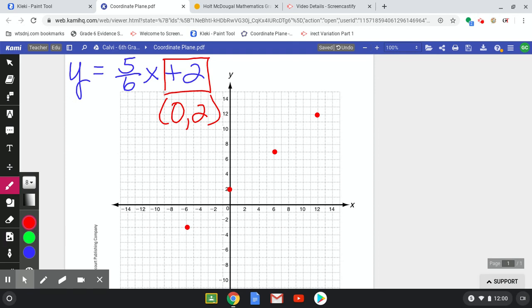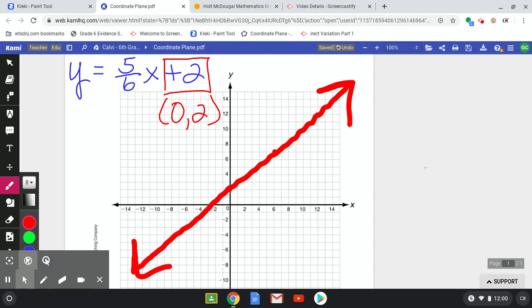Okay. Another thing I forgot to mention earlier, remember, after you graph or plot your points, this line, if I were to actually draw the line, it would be going this direction. Scanning my coordinate plane from left to right, this is going up to the right. So this is a positive slope. Well, it's telling me my 5/6 is positive. So this is correct. That's a quick double check.